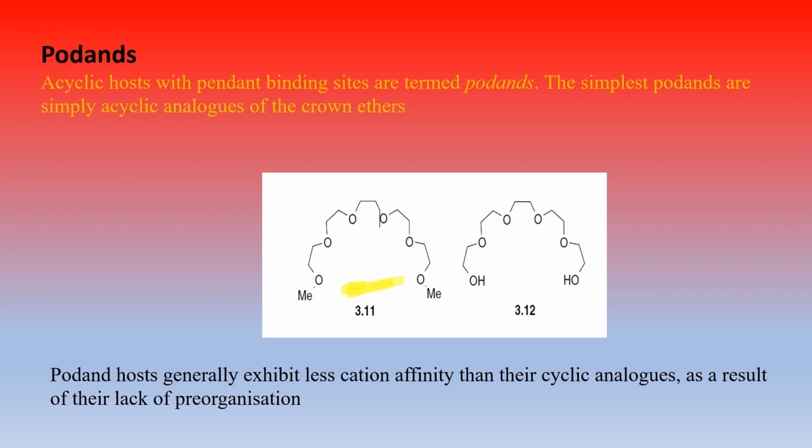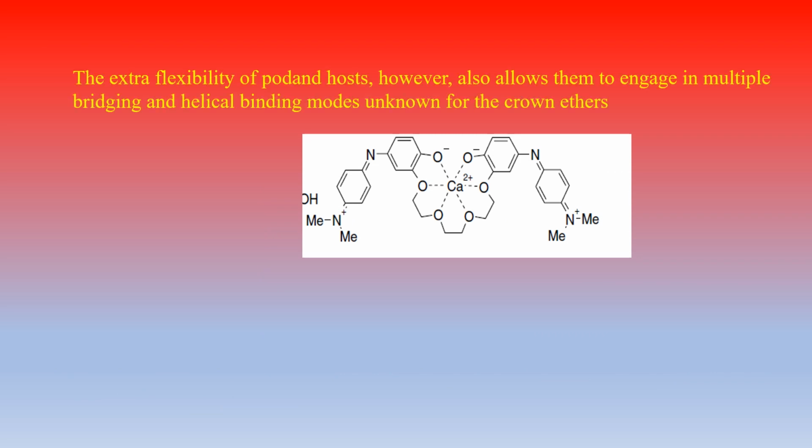Another important thing is that Podands have less affinity for the cations, so there is no need for them to get pre-organized in structure. Since it is acyclic, it has extra flexibility. This allows them to engage in bridging and helical bonding modes, which is not possible for crown ethers. So in this type of bridging, since it is acyclic in nature, it will have a bridge-like arrangement, a bridge-like attachment with the host. And another important thing is the helical bonding mode.